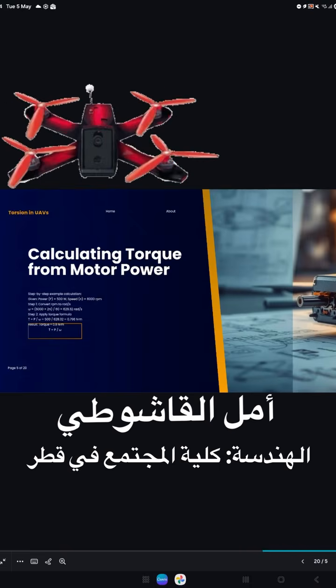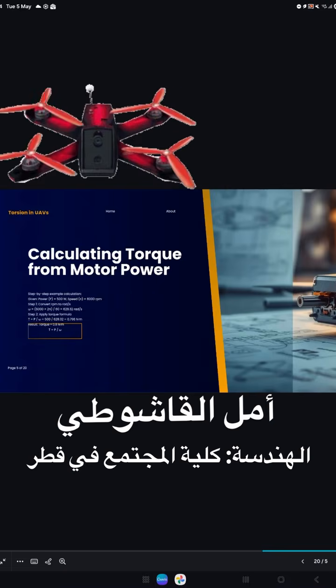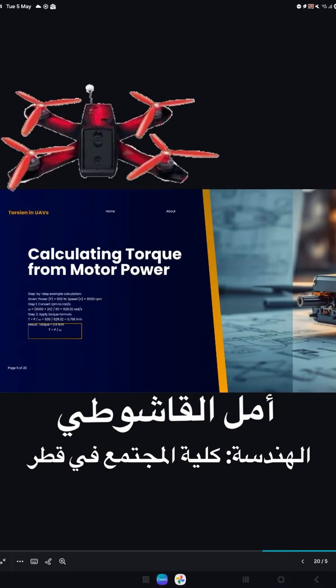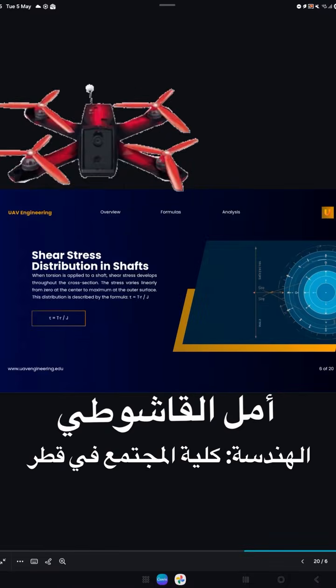Calculating torque from motor power. Here are some steps of the calculation.